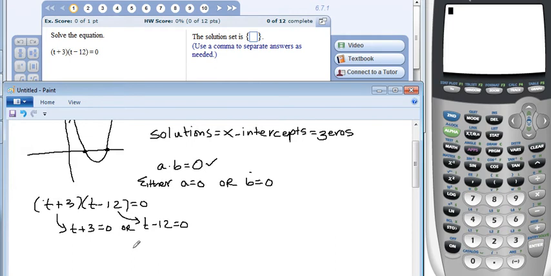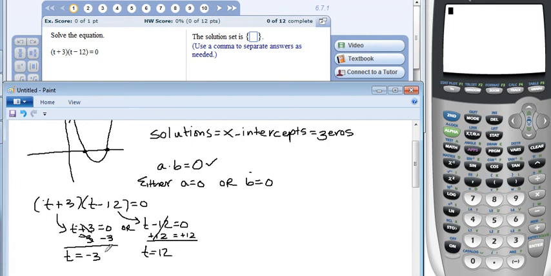Okay, so now I'm looking for the solutions by using this. This is called the zero product principle. I don't know how they word it in here. Zero product principle, I think. Well, it'll say in the next one, I think. So now I've turned my quadratic into two separate linear equations, which can be solved quite easily. I can subtract my 3 across, so t is equal to -3, and I can add my 12 across. So I have t is equal to 12.